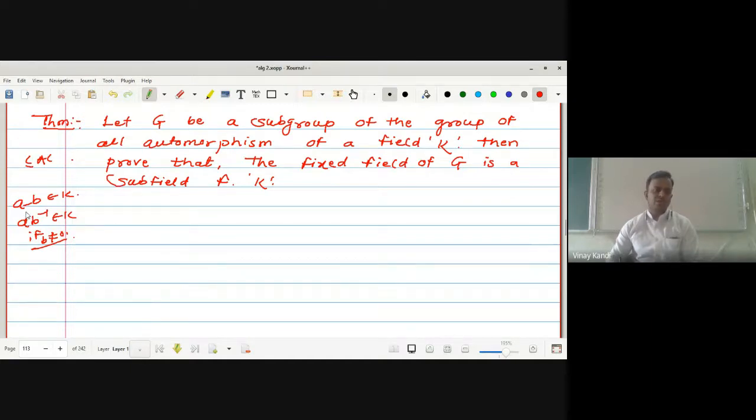if A minus B belongs to K and A B inverse belongs to K, then that, sorry, here the fixed field, you have to name the fixed field something else, take it as H. Okay, suppose H is the fixed field. Sorry, H is the subfield of G. So here we have to prove that this H is a subfield of K. Okay, H is the fixed field of G. Then we have to prove that H is a subfield of K.